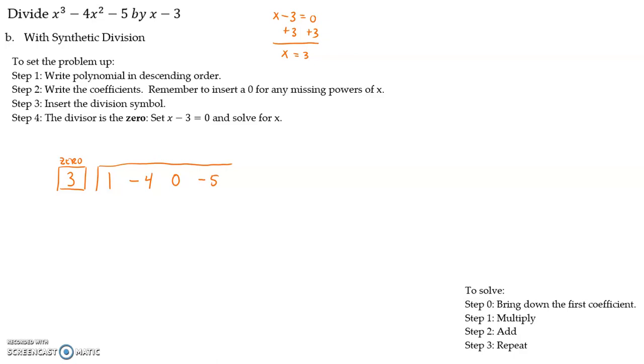Now, we have some hints down in that lower right-hand corner on how to go about starting synthetic division, and the first thing you want to do is bring down that first coefficient. So give yourself an extra row right here underneath your synthetic division problem, and we're going to bring that 1 all the way down below this line.